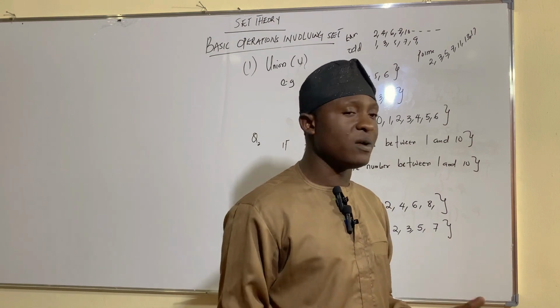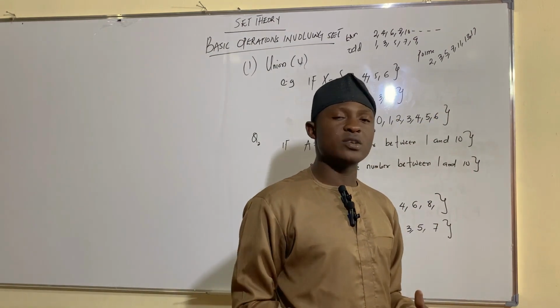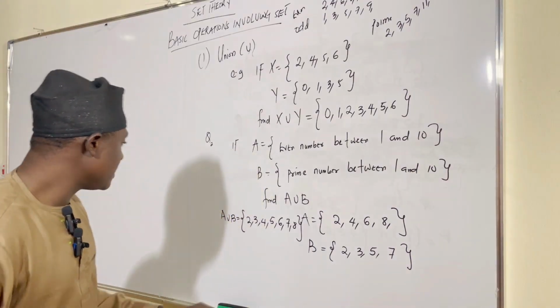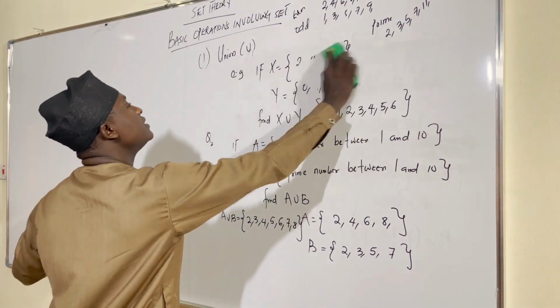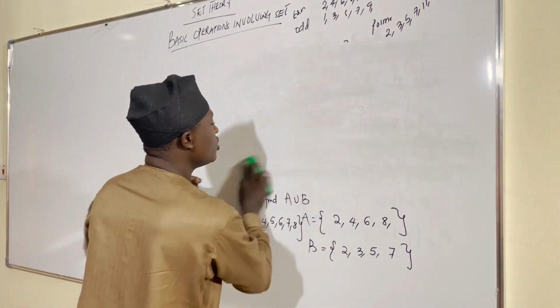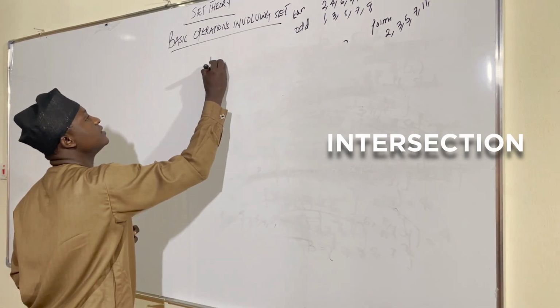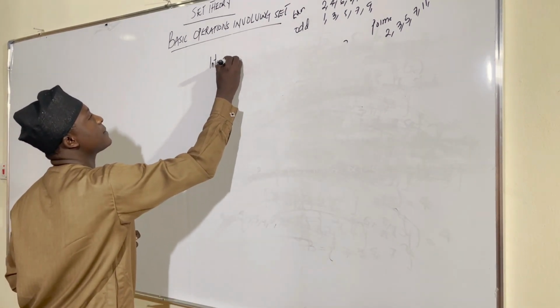It can be in form of alphabet. It's just that you are going to arrange them from the lowest onto the what? Onto the highest. So let's talk about another set operations. Apart from union, we still have another operation. We call it intersection.